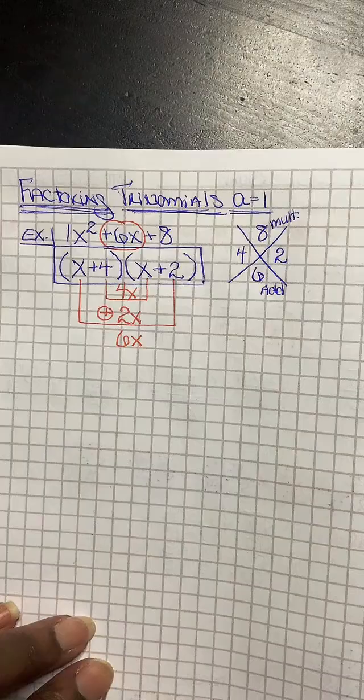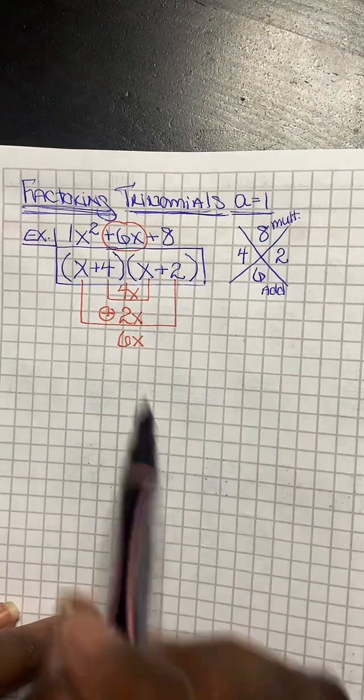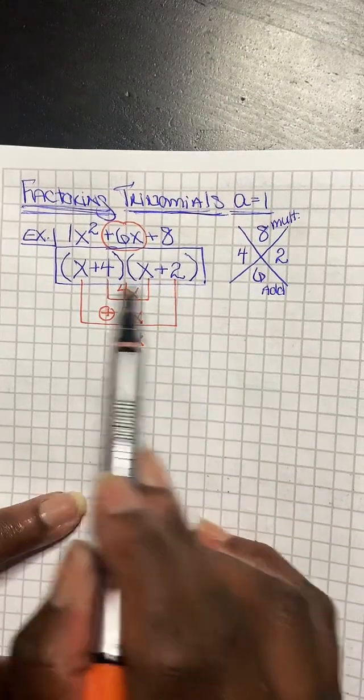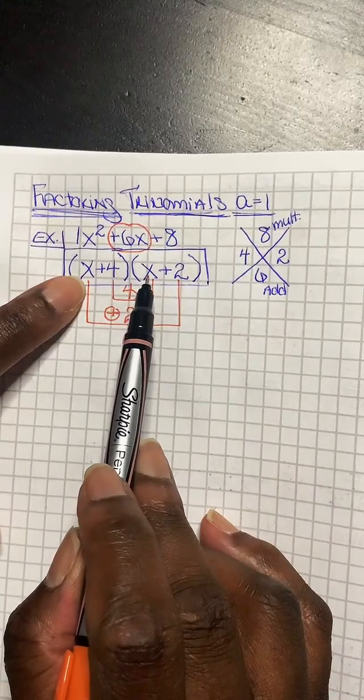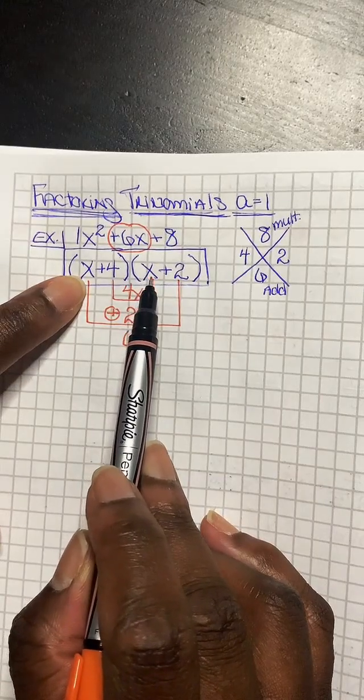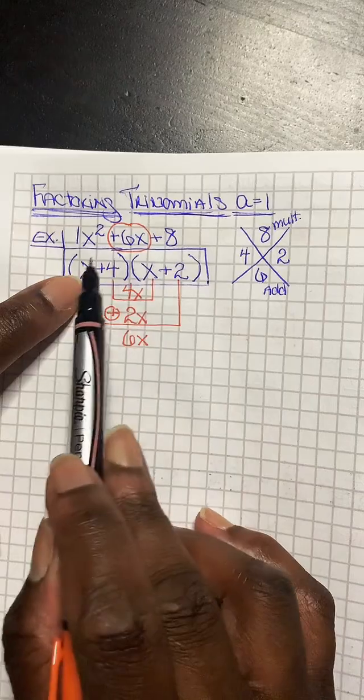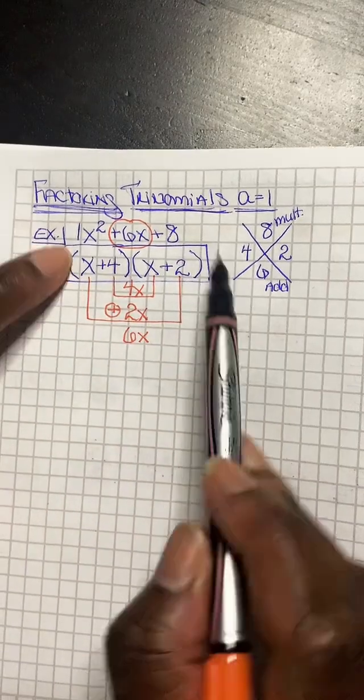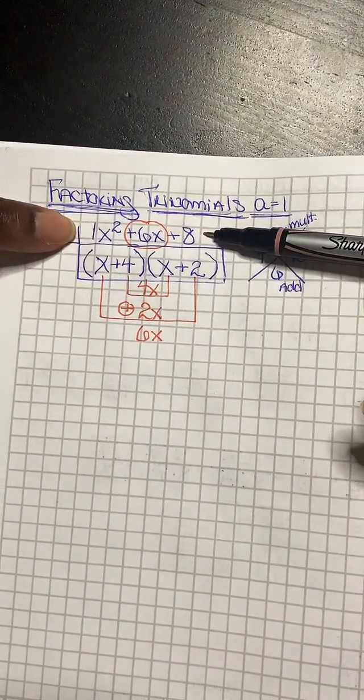Okay. So that 6x is a part of this. If I do the distributive property to this, right? If I do the distributive property to this, I will end up getting my original expression.